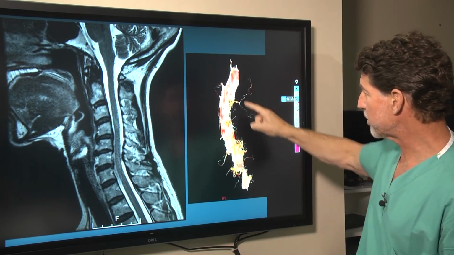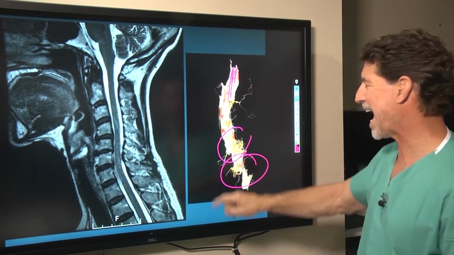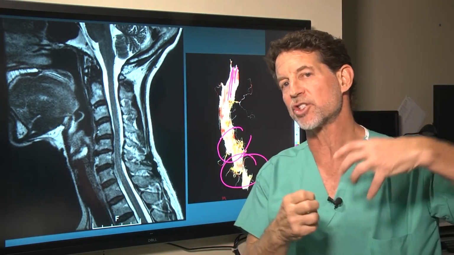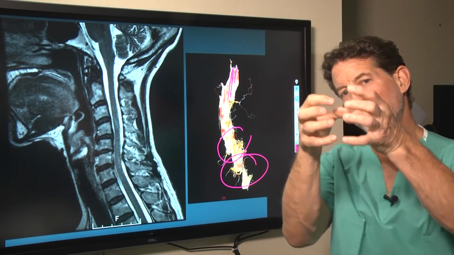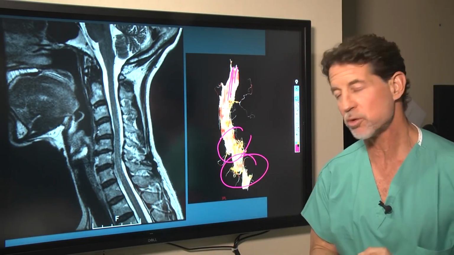The cord, instead of being nice and healthy, is frayed. It's called anisotropy, and that shows that the spinal nerves, instead of the fluid flowing in one direction, is leaking out, kind of like if you run over your hose too many times in the driveway.